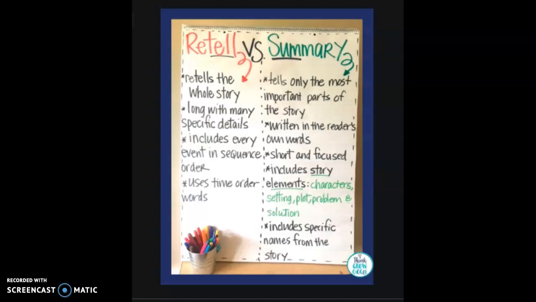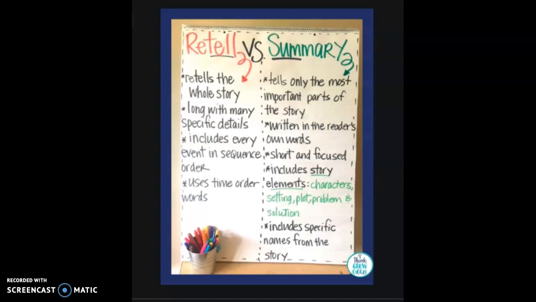Look at the difference with me. When you retell a story, you retell the whole story. But when you summarize a story, you tell only the most important parts of the story. A summary is written in the reader's own words. Just like when you write about what you read, you're writing in your own words. You read it first, and then you summarize it.